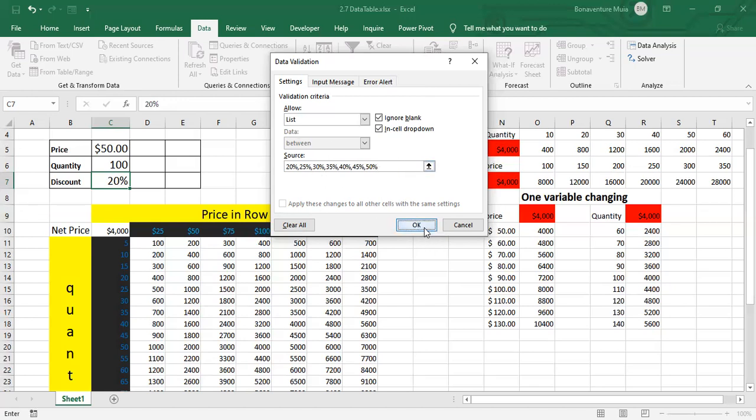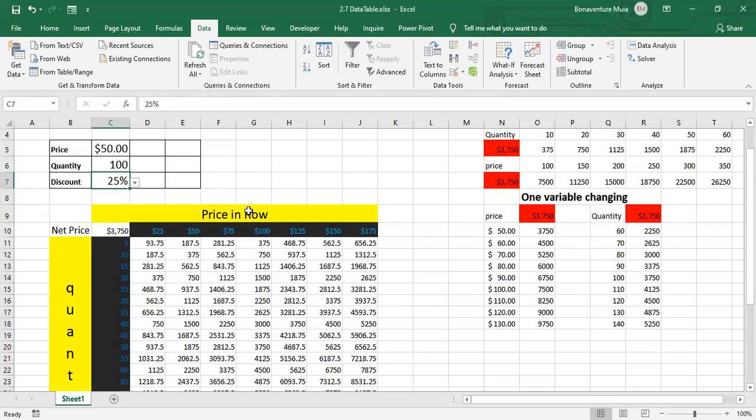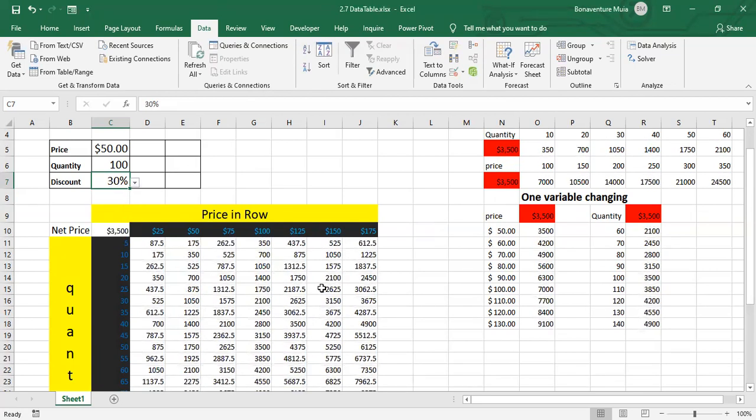So okay. And once you press OK, you're going to realize that we got a drop down on the discount, and we can now change discount with change in quantity and price. So change the discount. Wow. Good stuff, right? Any question?